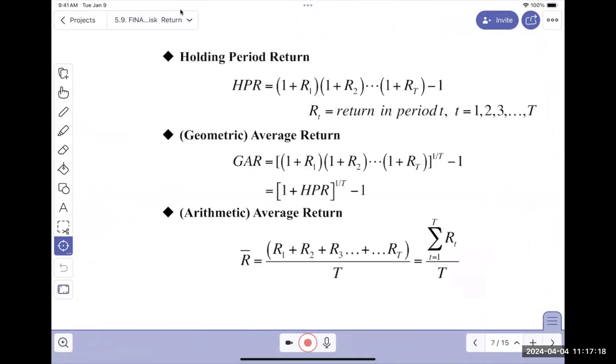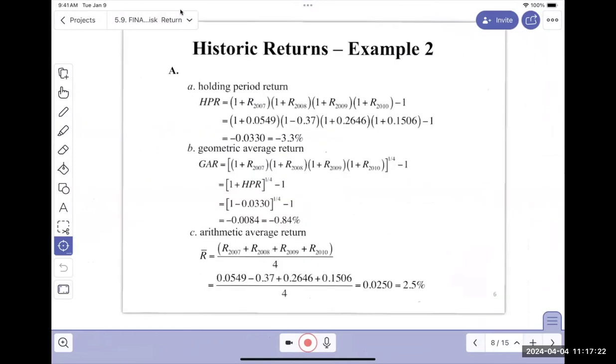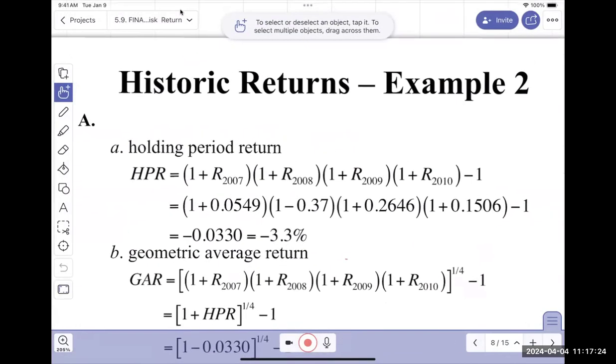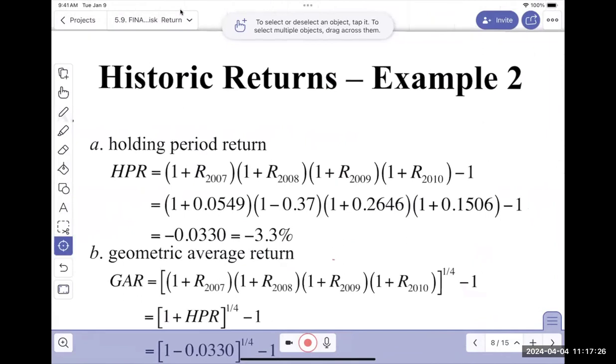Okay. So that's the calculation that I just made. So the answer is no, right? The market didn't recover.